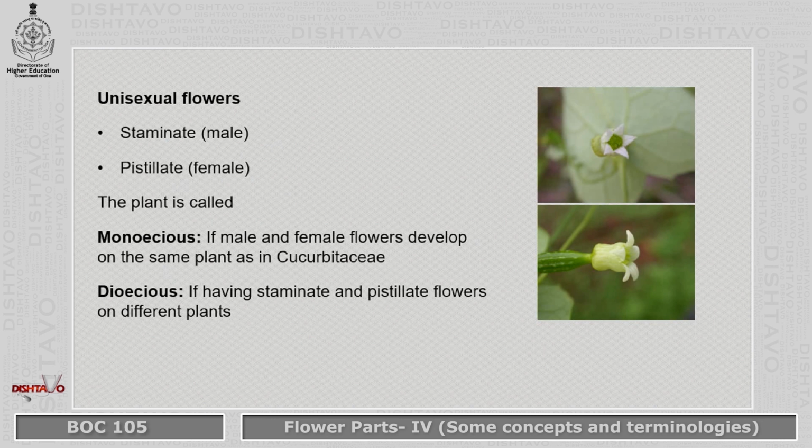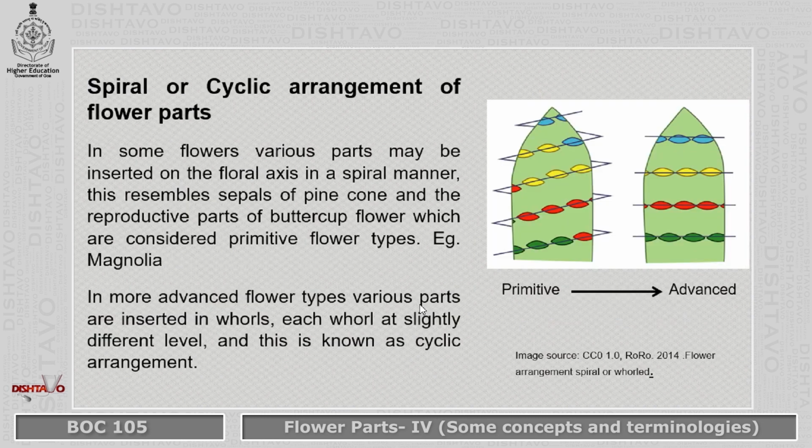The condition is called dioecious when the staminate and pistillate flowers are formed on different plants. The male plants are different from the female plants, and the staminate and pistillate flowers are borne on different plants. Another concept in the understanding of the flower is spiral or cyclic arrangement of flower parts.